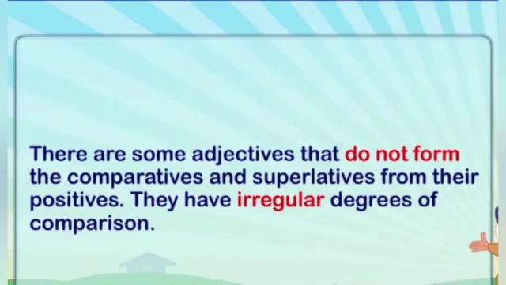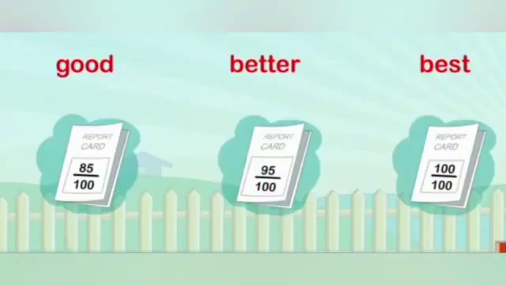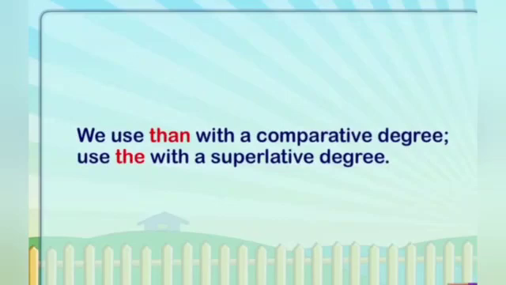There are some adjectives that do not form the comparative and superlative forms in the regular way. They have irregular degrees of comparison. For example, good, better, best. Here you can see the different words: good, better, best.